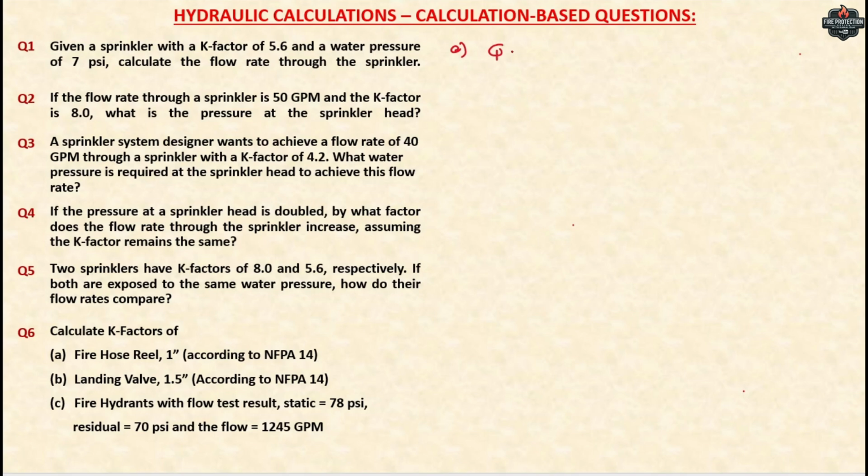That means here your Q is equal to 100 GPM at a pressure of 65 psi. So using the same formula, Q is equal to K root P, so K is equal to Q by root of P. You put all the values of Q 100 and P 65, and you will get 12.5. So the K factor of a 1 inch fire hose reel is 12.5.